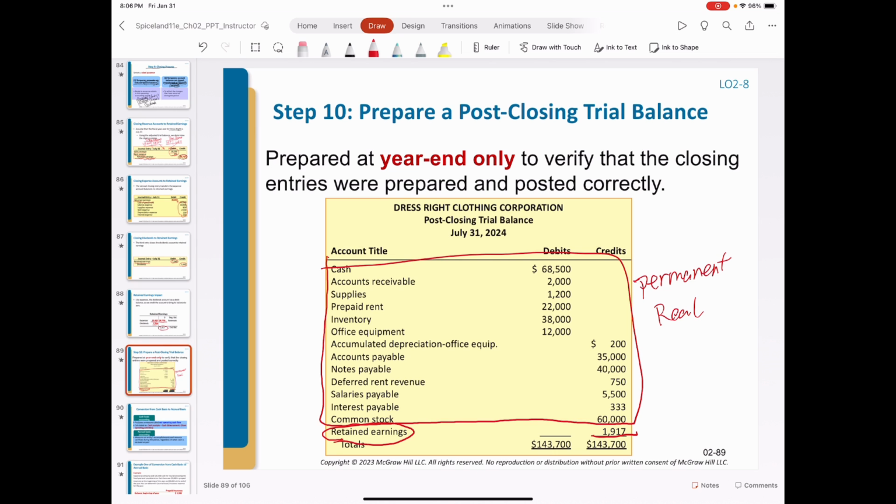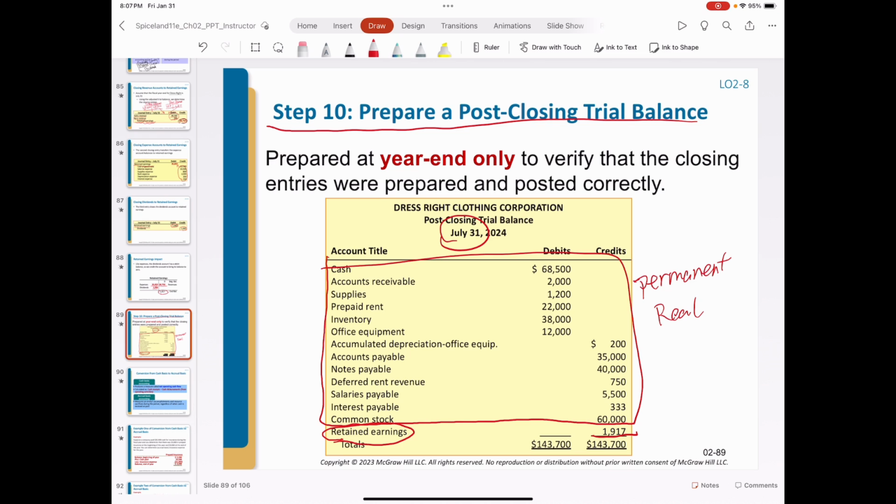1,917. Now you will see this trial balance is a lot shorter, right? Because it only includes accounts of the balance sheet, no accounts for the income statement and dividends. When we have this trial balance, this is the third trial balance, the post-closing trial balance. All the balances of each account are the ending balance of July, but they will become the beginning balance of the next accounting period, the beginning balance of August. Steps 9 and 10 basically prepare for the next accounting cycle, or next month.